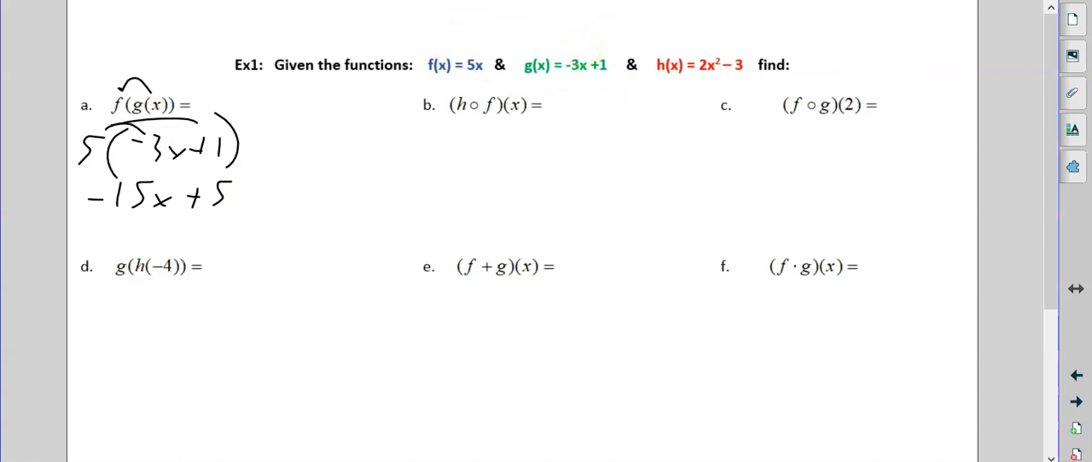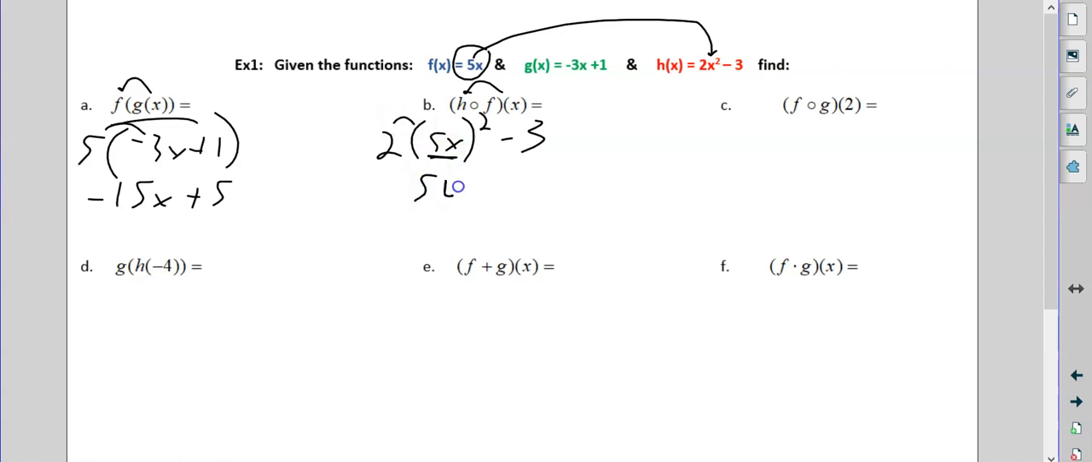All right, h of f of x. So we're going to plug f into h. So we're going to put 2 parentheses 5x squared minus 3. So this right here squared is 25x squared. Don't forget the times 2. 50x squared minus 3.